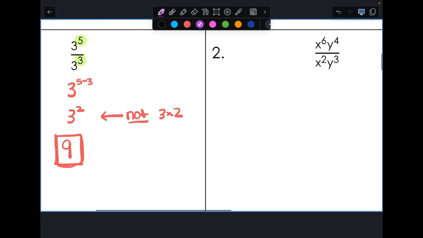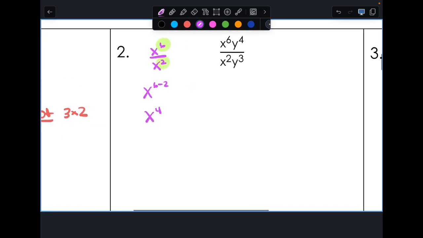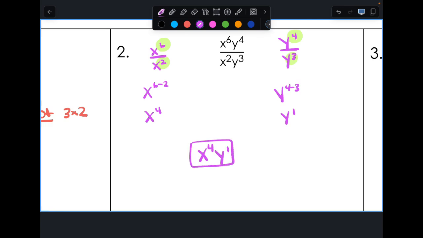Okay. Number 2, we have 2 different groups. So one of my groups is x to the 6th over x squared. You're dividing 2 powers, subtract the exponents. 6 minus 2 is? 4. On the other side, y to the 4th over y cubed. You're dividing 2 powers, subtract the exponent. 4 minus 3 is? 1. Bring it all back for your final answer once you're done simplifying each individual group.